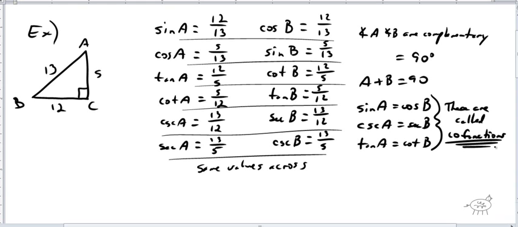That's a really important word. You want to put 10,000 stars around that because that is really, really important. So sine and cosine are co-functions, secant and cosecant are co-functions, and tangent and cotangent are co-functions. Okay, very, very important. So let's do a couple examples here.